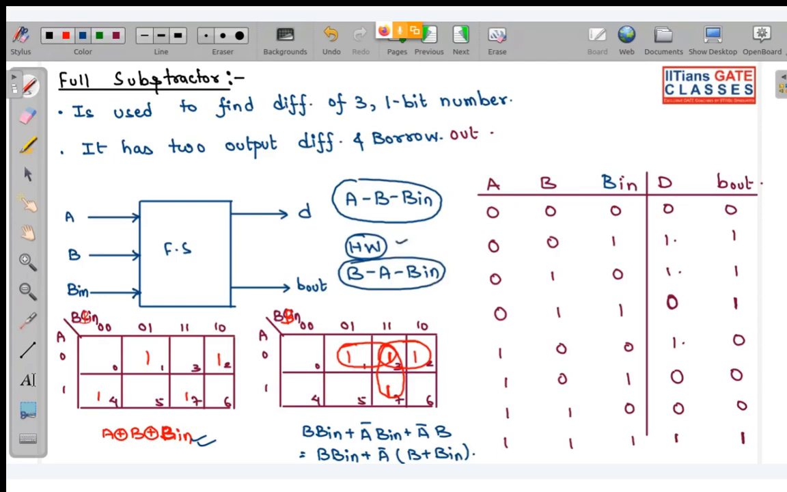For this one you need to calculate. So you will see that the sum, means your difference, will be the same, but for this one your expression for B out will change. So I want you guys to solve it, okay, and tell me in the next session. Okay.